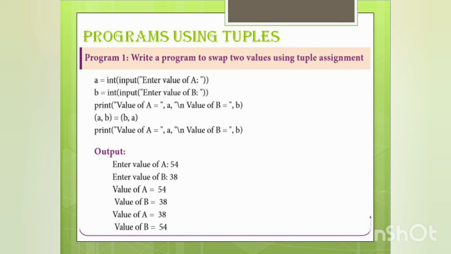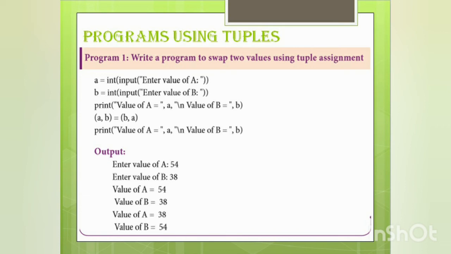For example, here it is given: enter the value of a. First enter the value of A. The user is typing 54. So that 54 will be saved in A. The next is enter the value of B. The user types 38. That 38 is stored in B. Then what's the next statement?